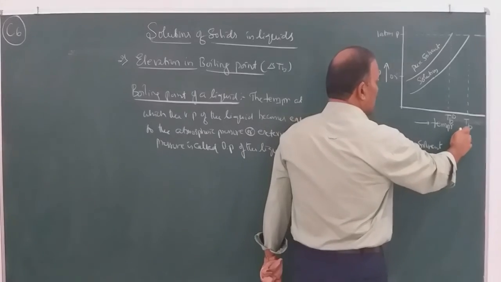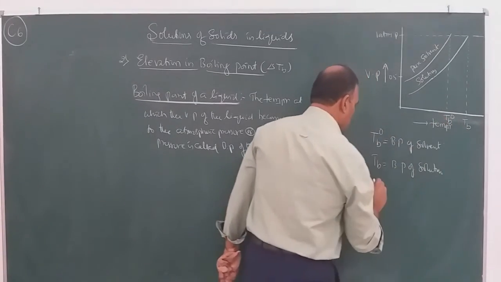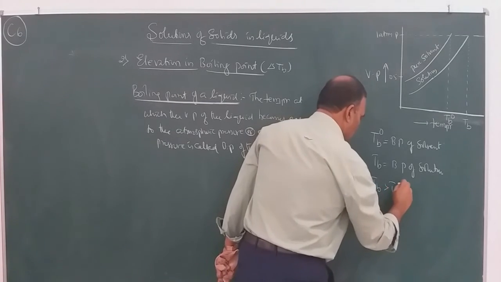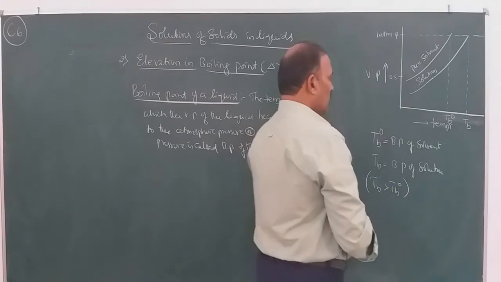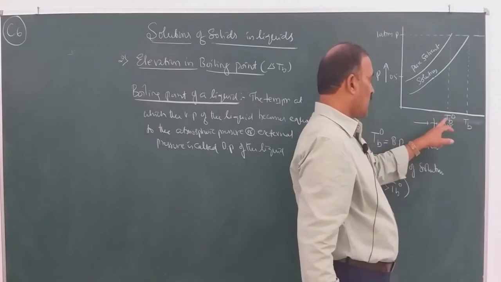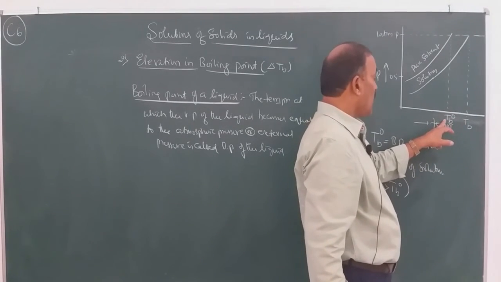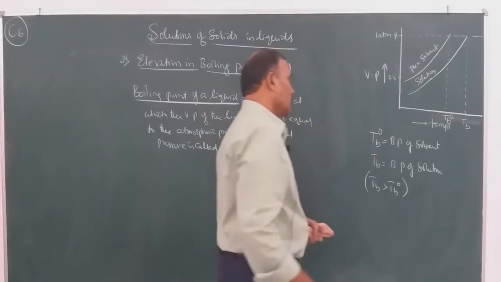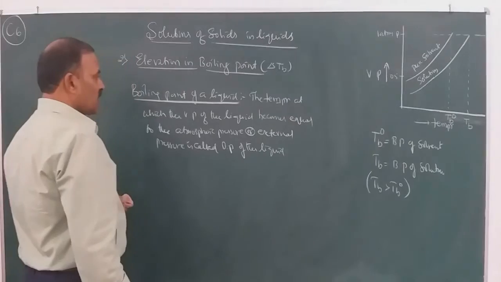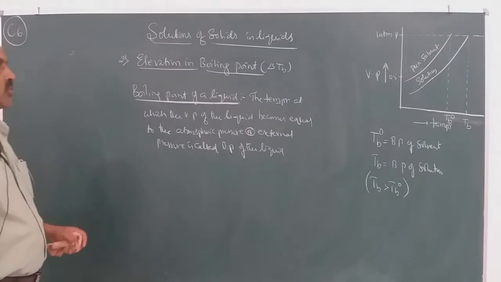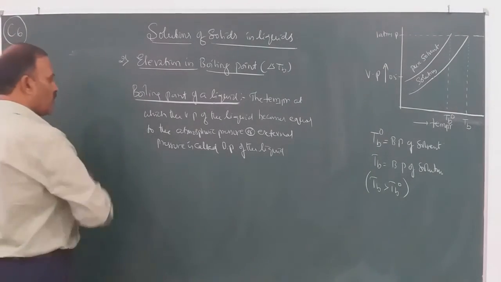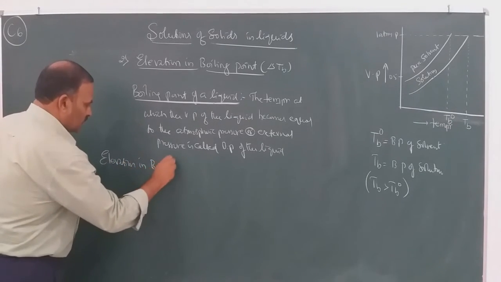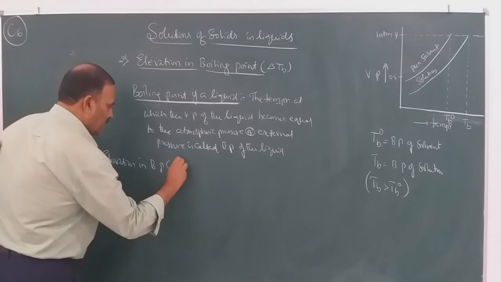So here TB is greater than TB naught. What is the meaning of this one? Boiling point of solution is always greater than the boiling point of pure solvent. This is due to the addition of non-volatile solute to solvent. So this is boiling point. Then what? That is delta TB.